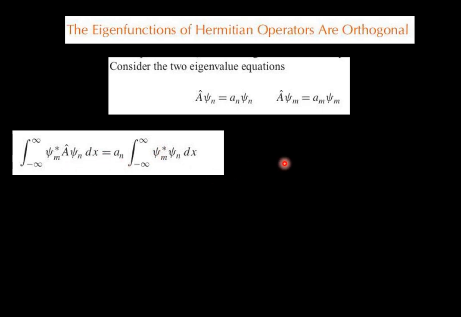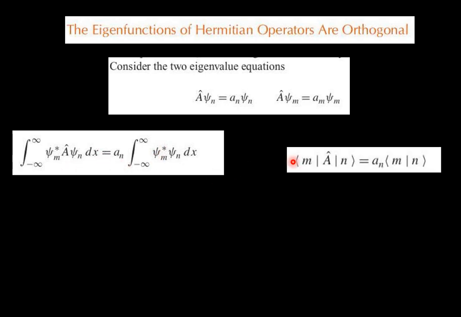So in bracket notation, what would it look like? It looks like ψm with star in the bra position, and then Aψn in the ket position. Aψn means an, and on the right an is outside the integration, then m in bra position and then ket n, because ψm* comes in the bra position. So what you see is <m|A|n> is an <m|n>. This is the first equation.